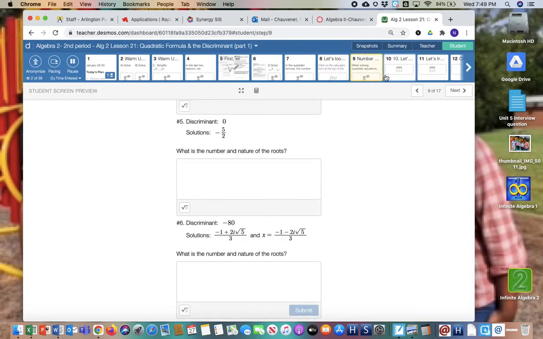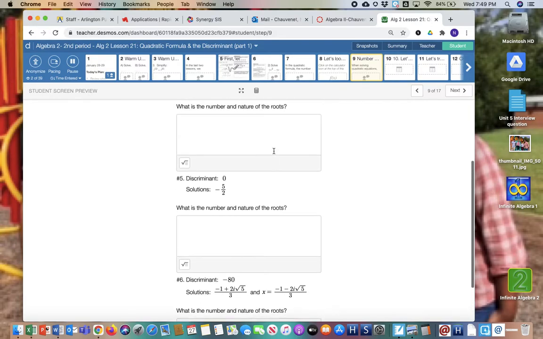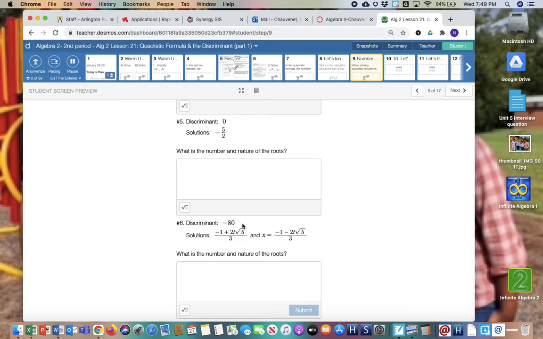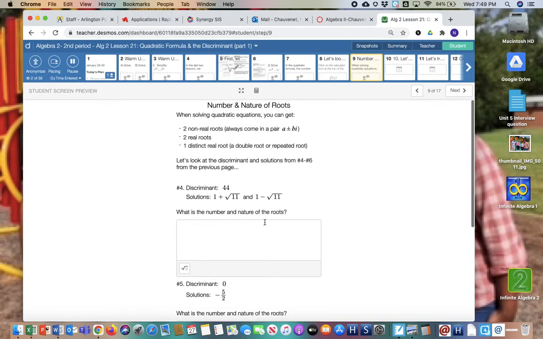so we'll get more exact about what it means when you get these different discriminant values. But the main ones you want to look for are when you solve them and what you can get. So you can get 2 non-real roots. What does that mean? That means your answer is going to come with an imaginary number. You get that when the discriminant is negative. So if you have a negative discriminant, your solutions are going to be imaginary, and there are going to be 2 of them.